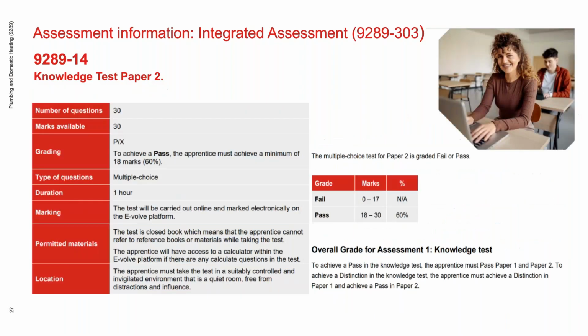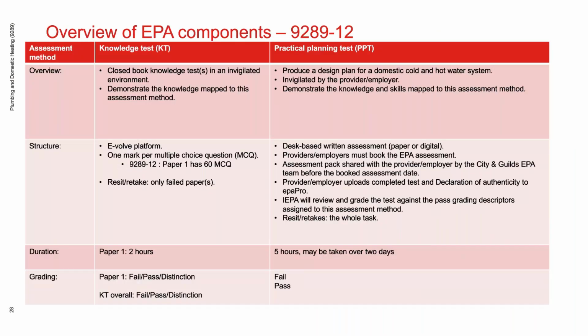For the 9289-14, again, we've got that additional knowledge paper: 30 multiple choice questions, 1 hour. You can see there you need 18 out of 30 to get a pass, so it's looking at a 60% pass rate. And you've got those additional tasks 4A and 4B for the non-domestic. So that's just a bit of an overview there.